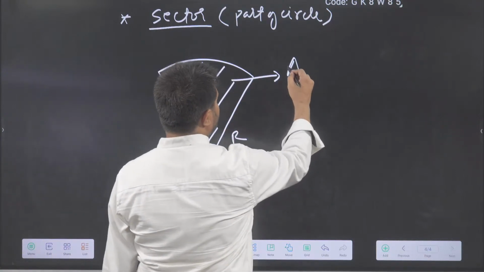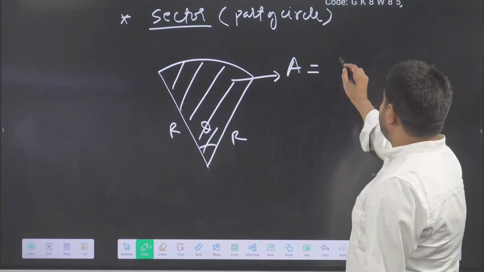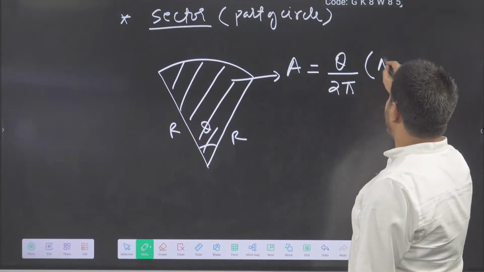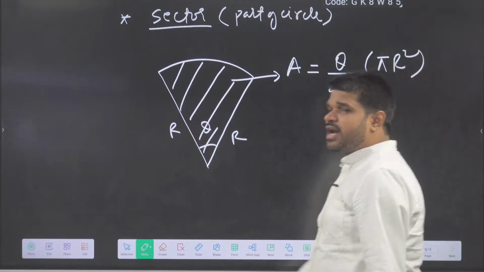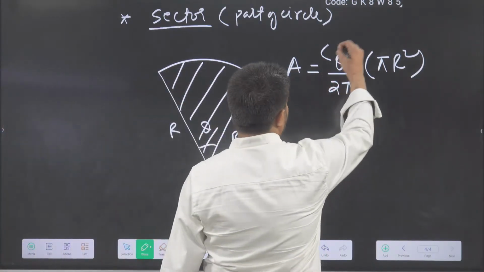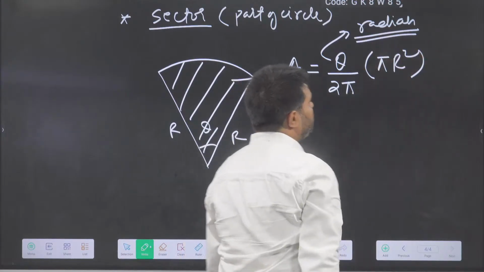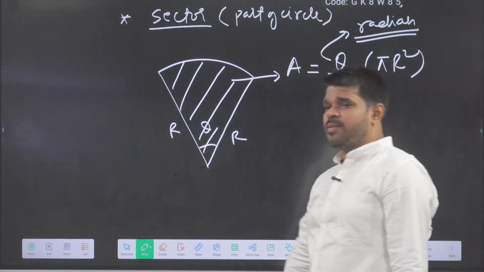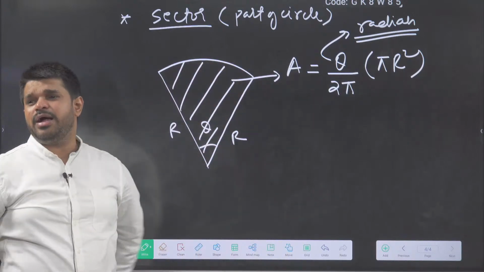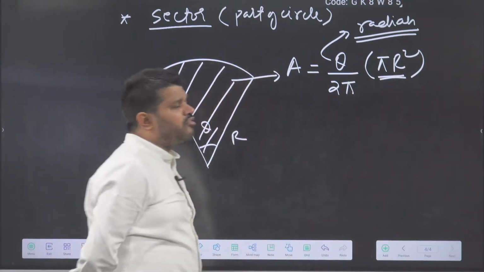Remember, area of sector is given by theta divided by 2 pi into pi r squared. But remember, here theta must be in radian. So area of sector is given by theta divided by 2 pi into pi r squared. Pi r squared is area of full circle.